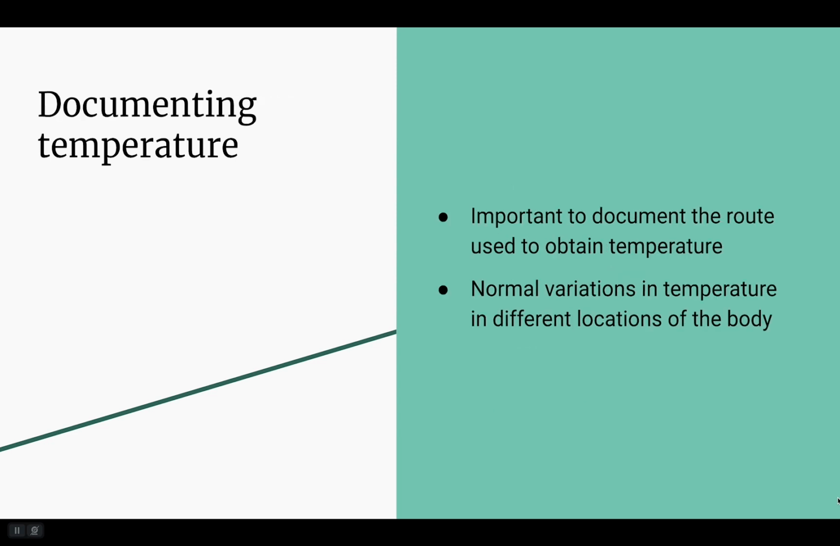When documenting a client's temperature, it is important to document the route used to obtain the temperature because of normal variations in temperature in different locations of the body. For example, axillary temperature can be 1 degree or more lower than an oral temperature. Normal temperature ranges are discussed later in this lesson.